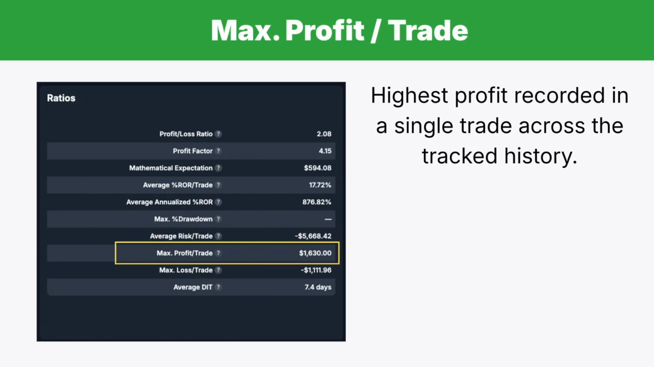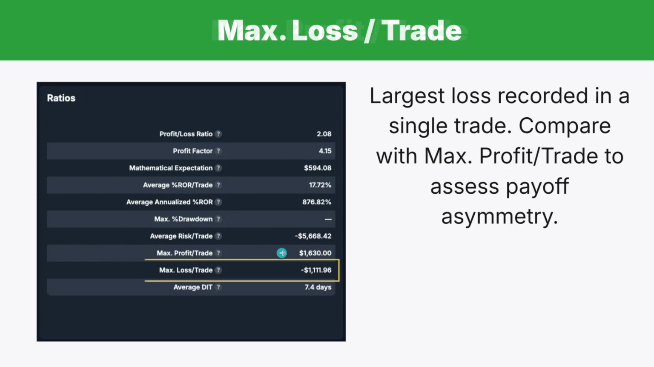The max profit per trade is simply the best individual result in your tracked history, $1,630. On its own, it's interesting, but it becomes much more meaningful when you compare it to the next ratio. The max loss per trade is the largest single loss recorded, minus $1,111.96. Notice the relationship between these two numbers. The best trade produced nearly 1.5 times what the worst trade cost. That kind of asymmetry, where your ceiling is meaningfully higher than your floor, is exactly what you want to see in a well-structured option strategy.